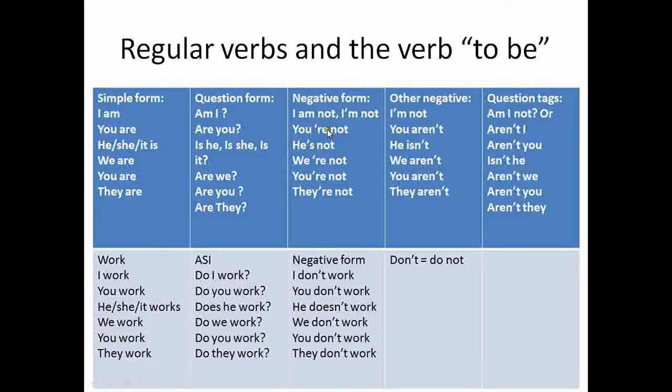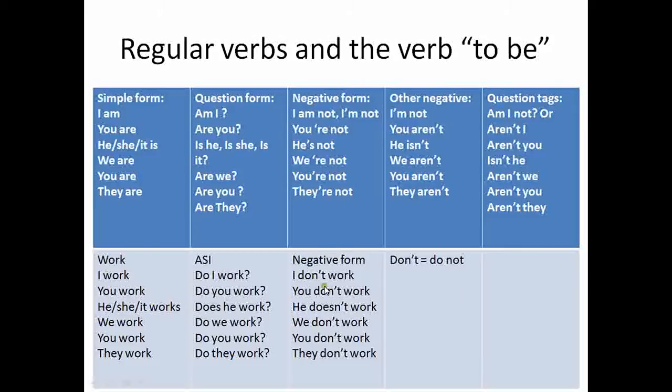Now, let's go back to the verb to be. To form the negative, we put not. Okay? But we also have contractions. You're not or you aren't. Okay? I'm not. Alright? He isn't or he's not. Okay? But basically, if you don't feel comfortable doing contractions, we are not is just fine.